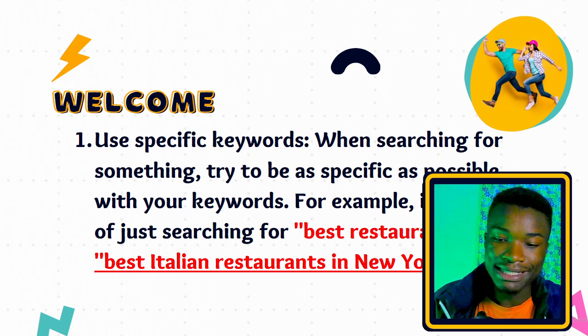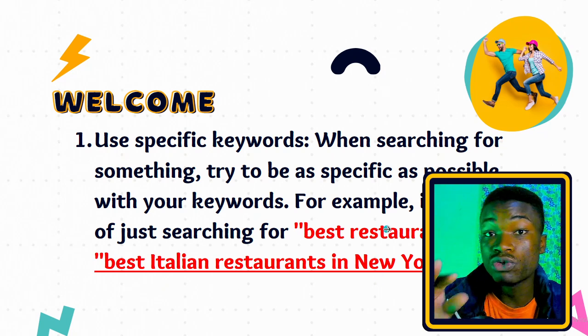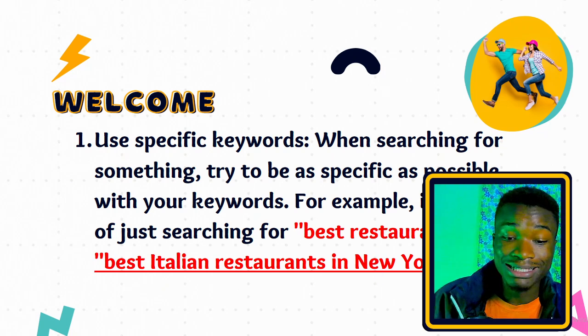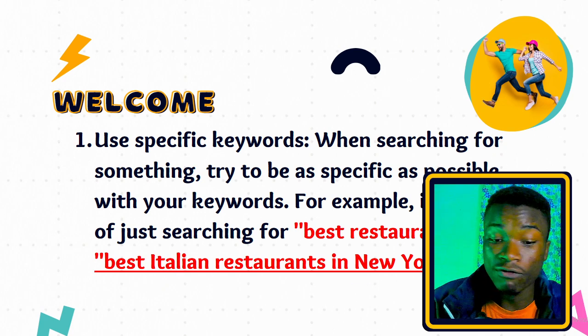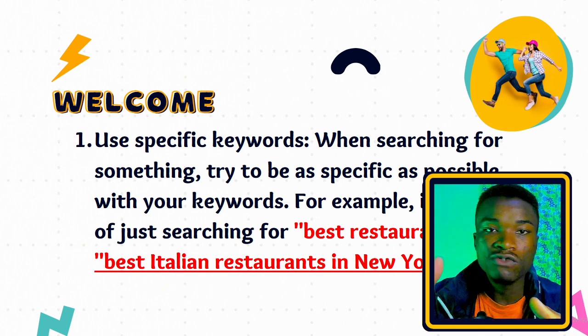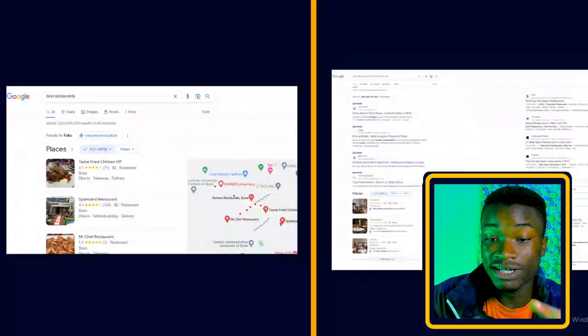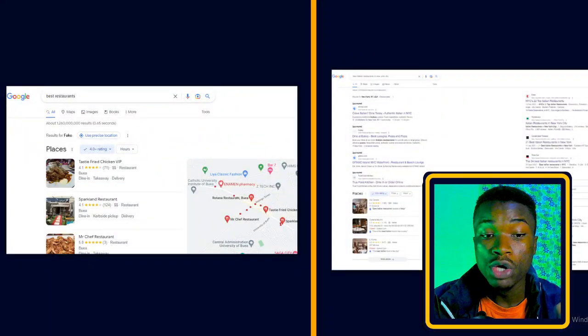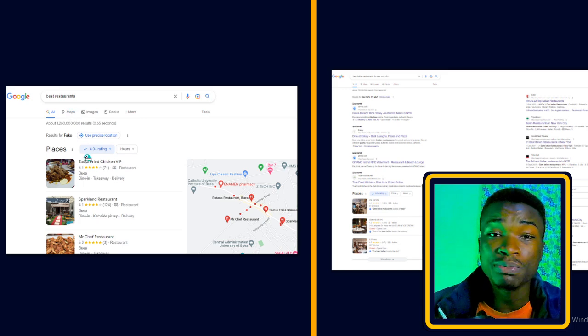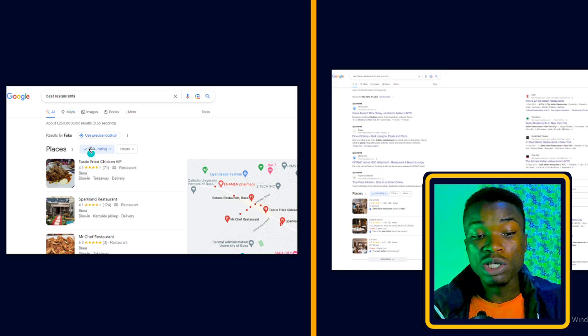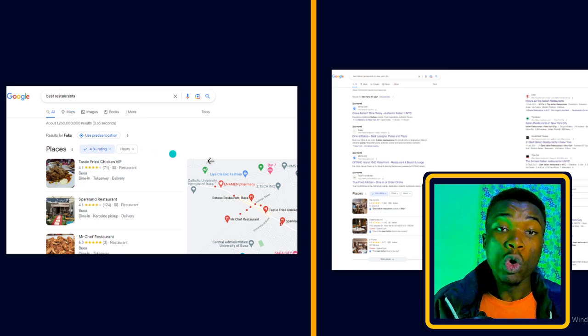But for instance, let's say we're searching for best restaurants. You're doing research on the best Italian restaurants in New York. If you just go ahead and type in best restaurants, as you can see on the second slide here, you're going to get results based on your location, and it's not going to give you results based on what you are searching for.